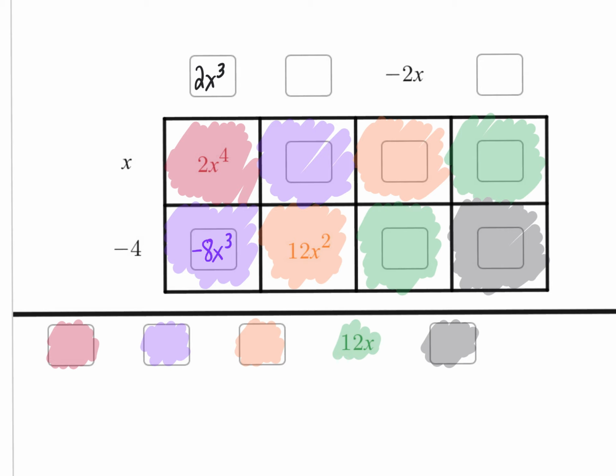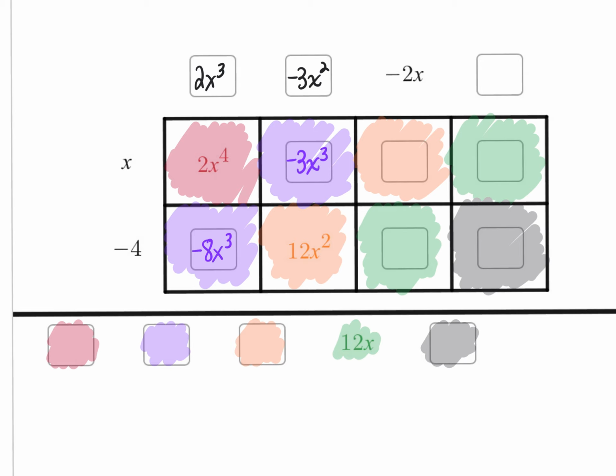Okay, so now we look at some other things here. I know that this box is 12x squared, and I know that one side of it is negative 4. So this side has to be something times negative 4 that gives me 12x squared. So that can help me figure out what goes up top. And that's going to be negative 3x squared, because negative 3x squared times negative 4 gives me positive 12x squared. Okay, so now that I know what this is, I can multiply it by x to get what's in my other purple box. So x times negative 3x squared is negative 3x cubed.